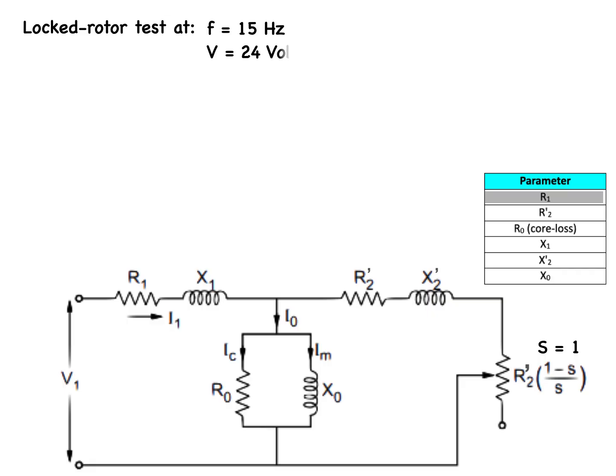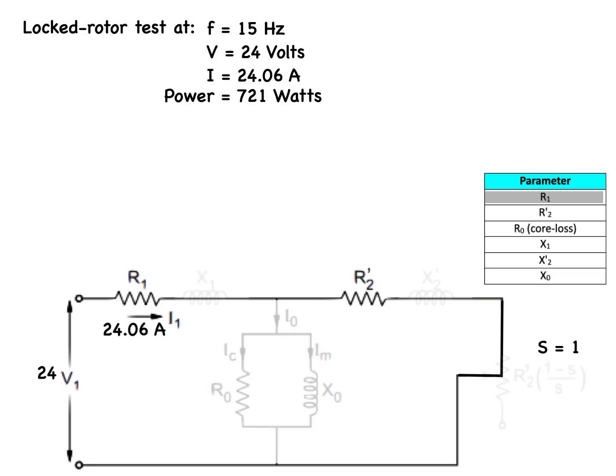From the locked rotor test at 15 cycles per second or 15 Hertz, a voltage applied of 24 volts gives us a current of 24.06 amps and a dissipation of power of 721 watts. Because the rotor is locked, the slip is equal to 1, and because the voltage is low, the flux in the core is also very low. That means the power dissipated in RC, the core loss branch, is negligible compared to the I²R copper losses in the stator and rotor. The equivalent circuit now looks like this.